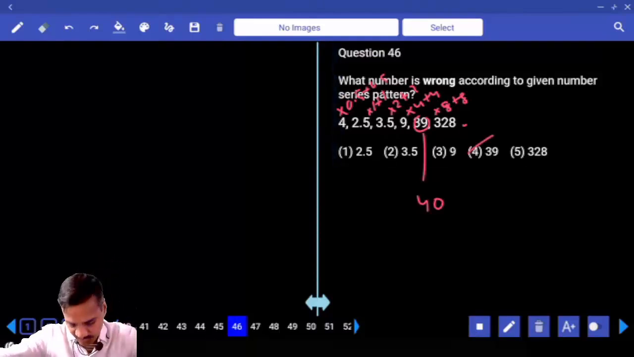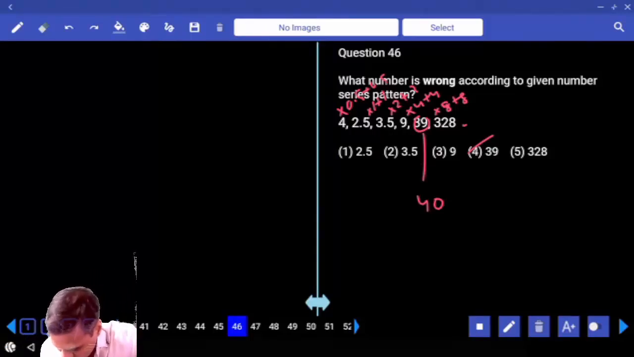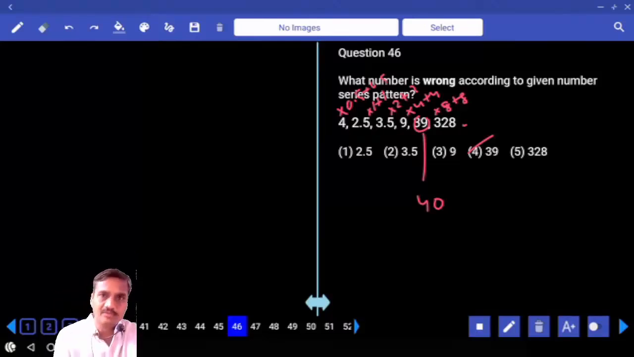Into 0.5 plus 0.5, into 1 plus 1, into 2 plus 2, into 4 plus 4, and into 8 plus 8. Clear? And this is about 46.